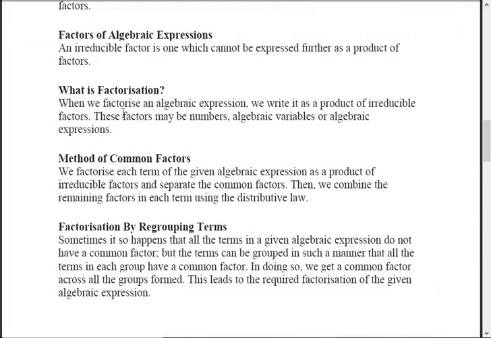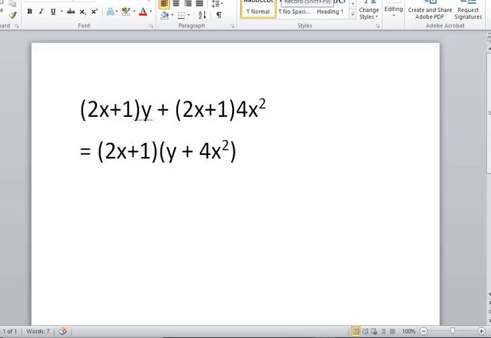So what is factorization? We factorize an algebraic expression. We write it as a product of irreducible factors. These factors may be numbers, algebraic expressions, or basically algebraic variables or algebraic expression. Means what? Now this factor can be a number also. It can be, suppose if 2 is common over here. So 2 into y plus 4x square. So it can be a number, algebraic expression, or a variable, single variable also. If x is common, take only x common, right?